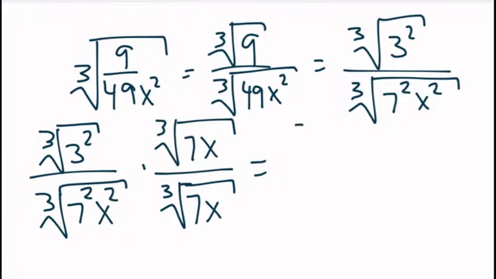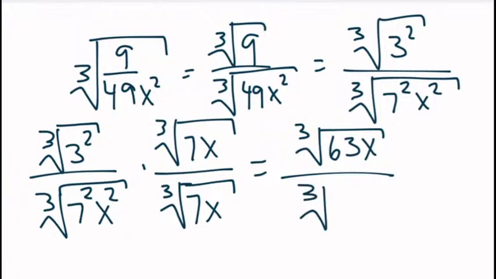So looking at the numerator first, we do 3 squared times 7x, which is just 9 times 7. And we know that 9 times 7 is equal to 63, and then we have the x. And then for the bottom, we have 7 cubed and then x cubed if you do the multiplication. So we're just left with 7x if you take it out of the cube root. And so this is our final answer with the denominator rationalized.